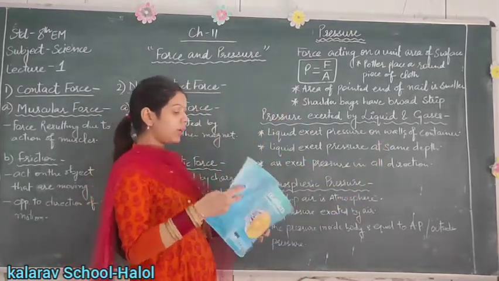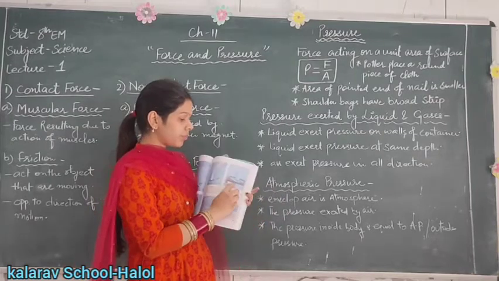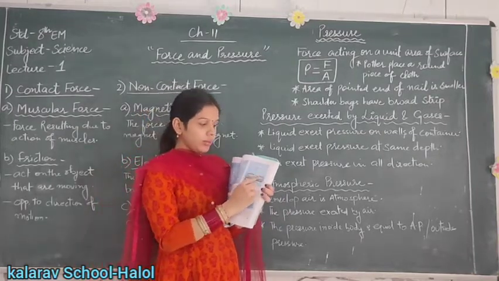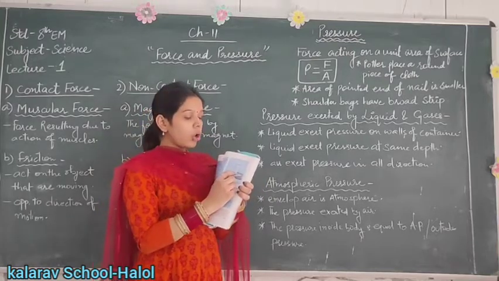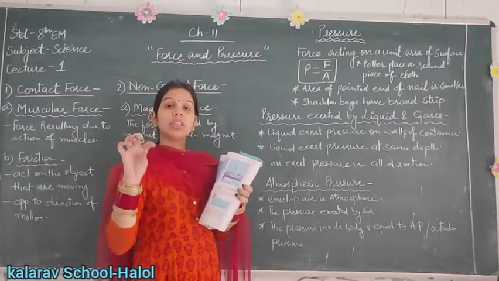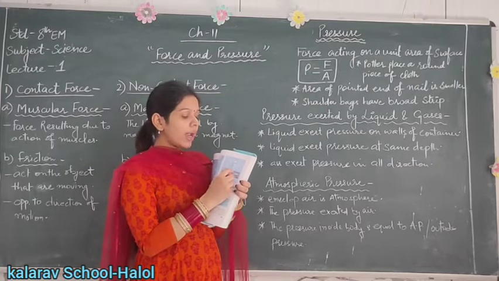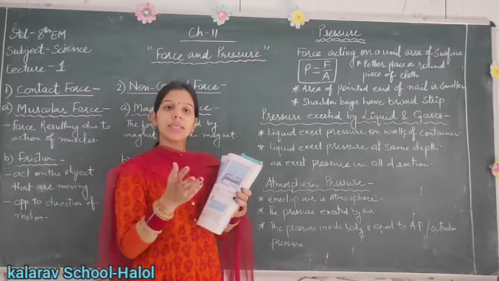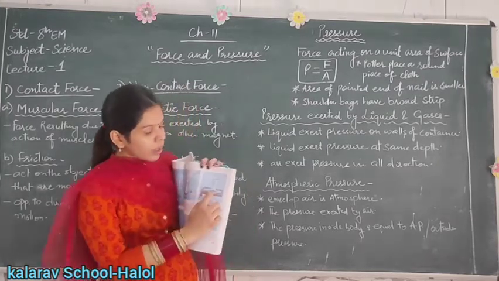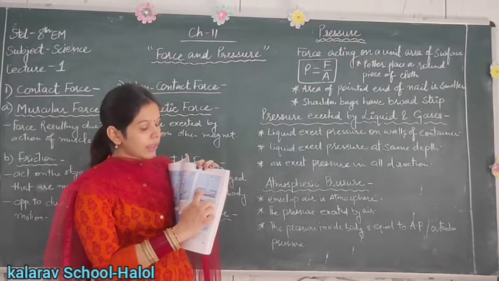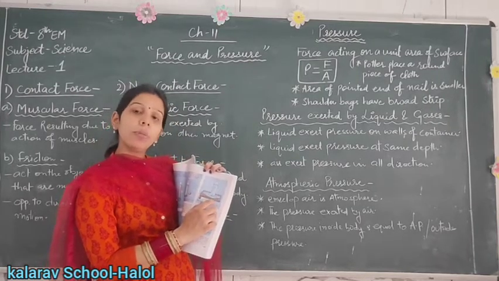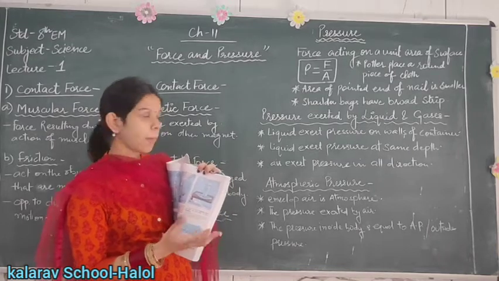Liquid exerts equal pressure at the same depth. So here is the activity. You can see a bottle with holes on the bottle at the same depth, so that the water comes out easily. You can see here, if the depth of the holes on the bottle is the same, then the water comes out with equal pressure.